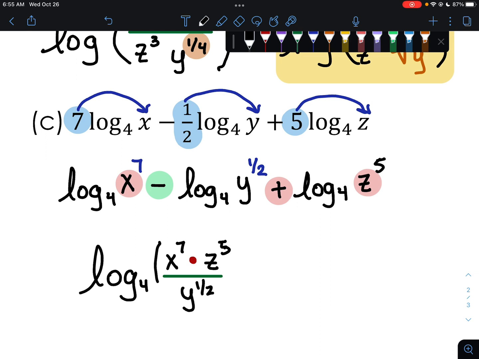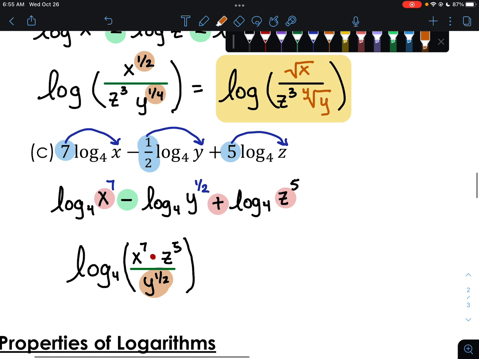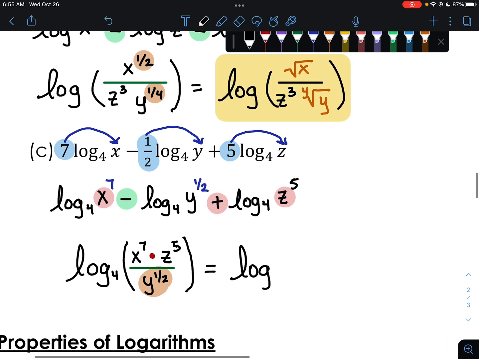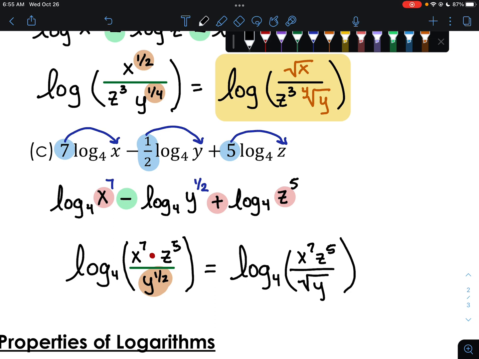So I'm going to go ahead and put my parentheses around this. And then the one thing that I see we need to do is we need to fix this right here to be a root. So we get log base 4 of x to the 7th, z to the 5th, divided by 1/2 gives us the square root of y. And that would be our final answer.